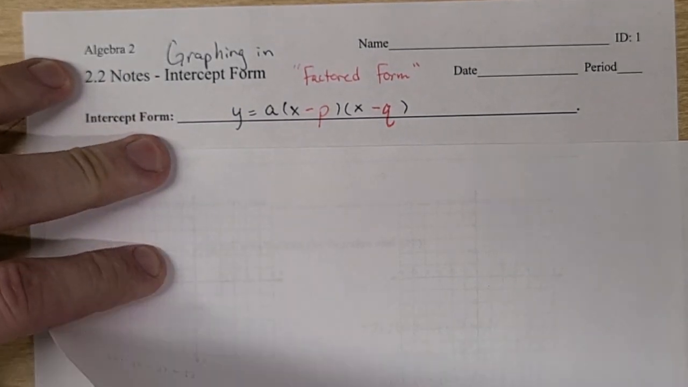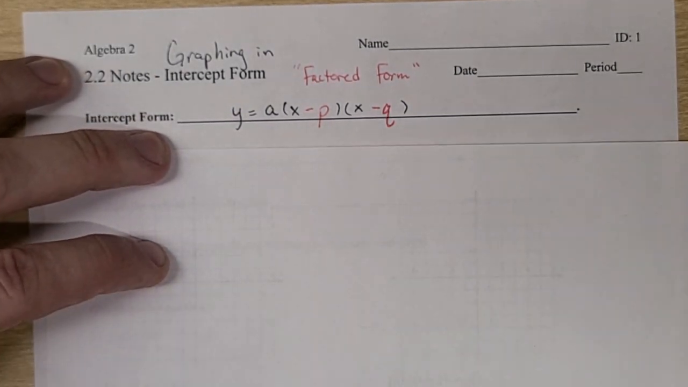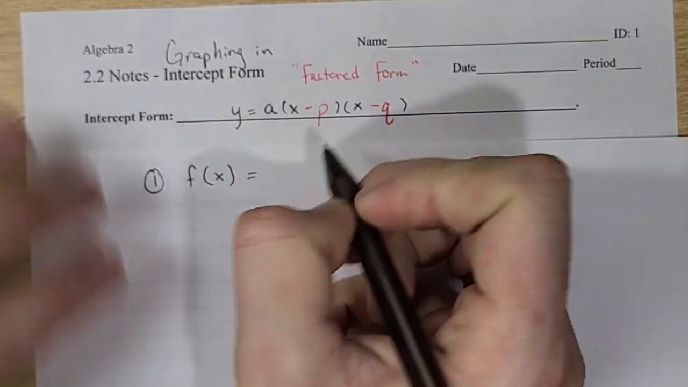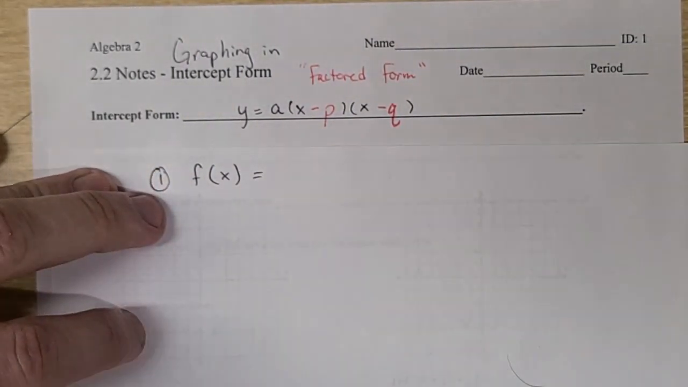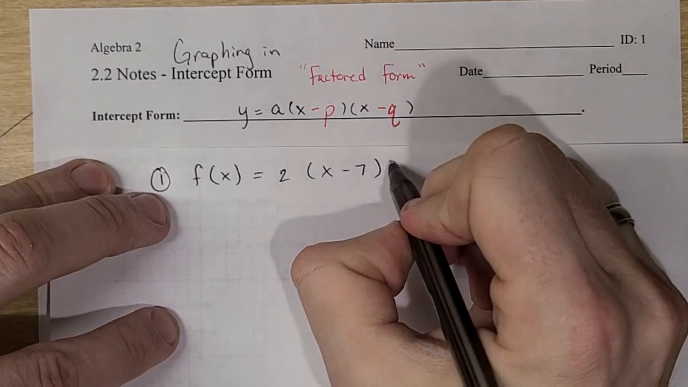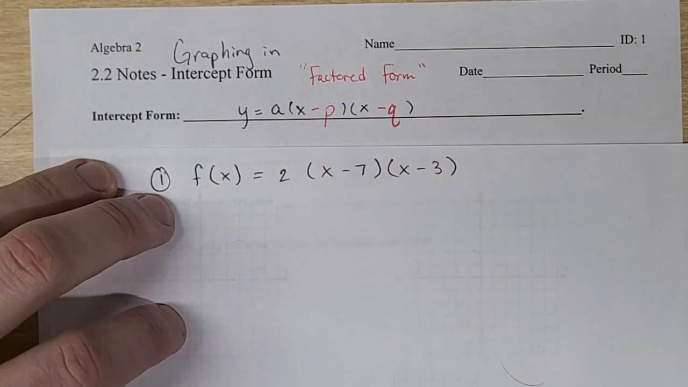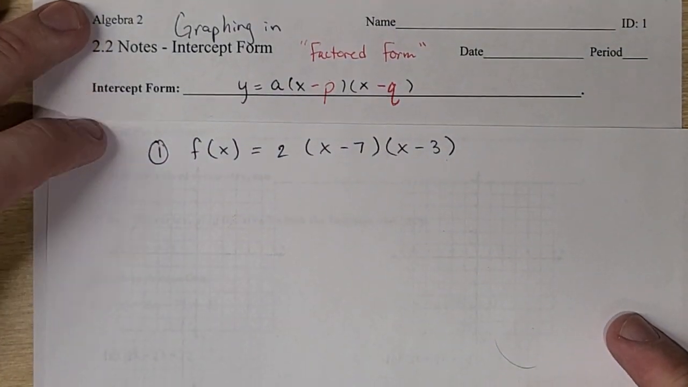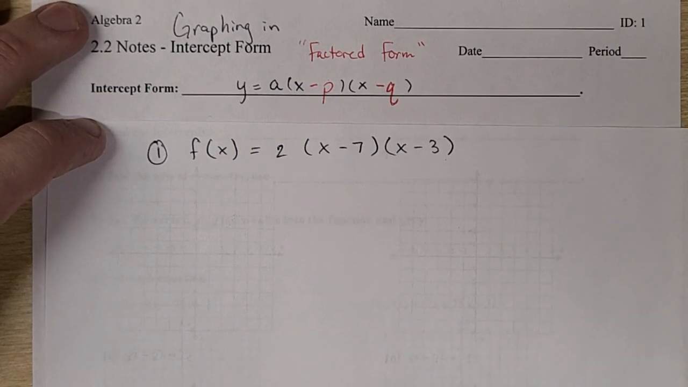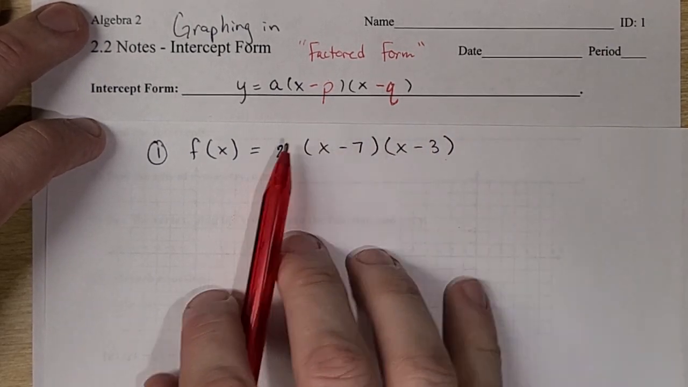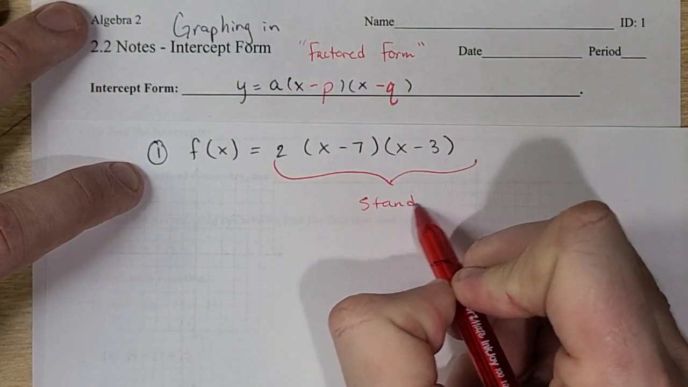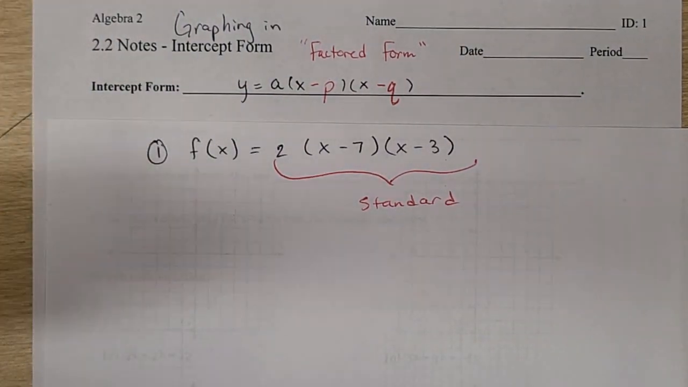All right, I'm going to give you an example. I'm going to use number 1 for an example. So number 1 says f of x. Remember, that's the exact same thing as y. And then it says 2 times x minus 7 and x minus 3. All right, now there's quite a few things I want to show you with this. First, and you're not going to have to do this, but I'm going to show you at one time. I want you to see how I could take this and how I could put it into standard form if I wanted, just so you can see how those two are connected.